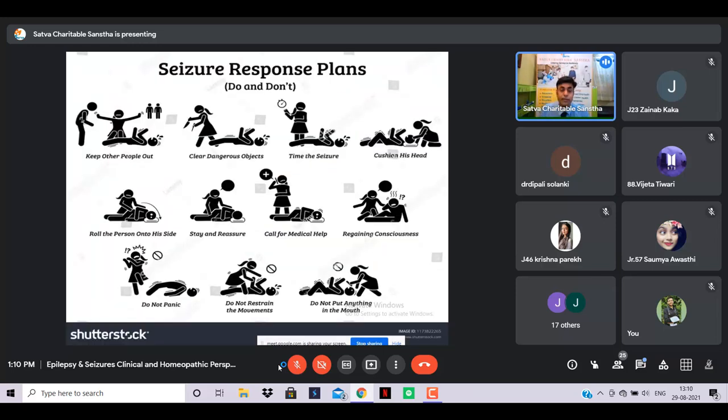So keep people out from the place and clear the dangerous objects. See how long the convulsion lasts. As far as possible, give the person a proper side position, and don't try to put your hand in the mouth, because that may even injure you. We can arrange for medical help or transport the patient. If we are doctors ourselves, we can find common causes, like checking sugar levels to find out whether the person is in hypoglycemia, and see how the person is regaining consciousness.